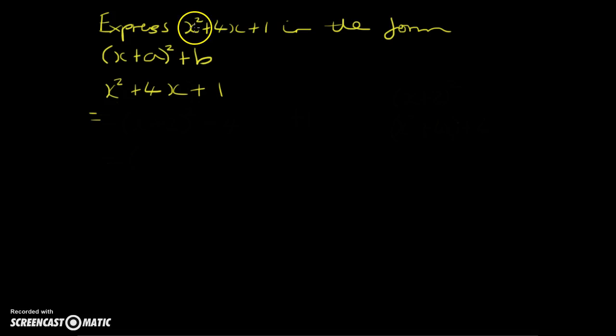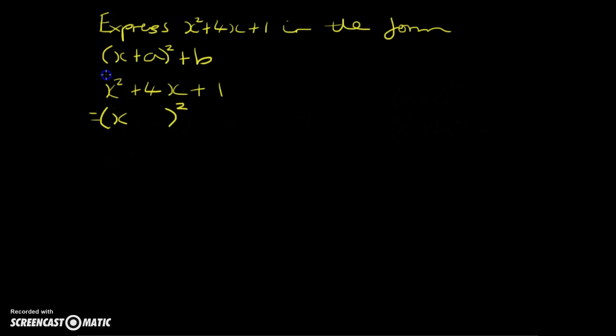Today we're going to look at a thing called completing the square. All that really means is we're going to express this quadratic expression in a different form, in this form here. What we're going to do is find the terms a and b. So we're going to set up the brackets, find this term a, and we've also got to find b as well.